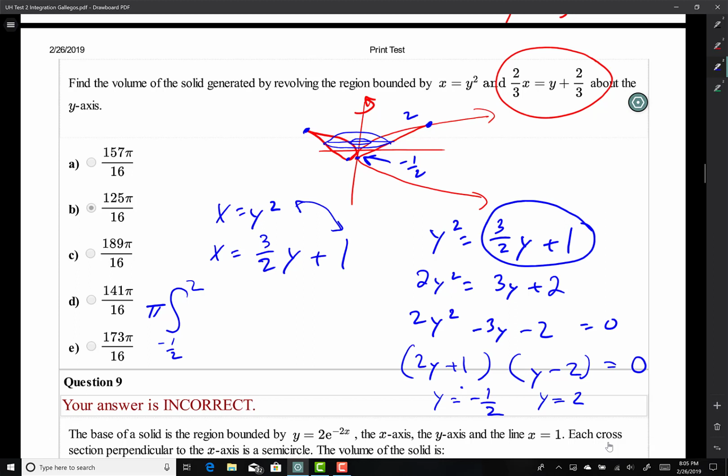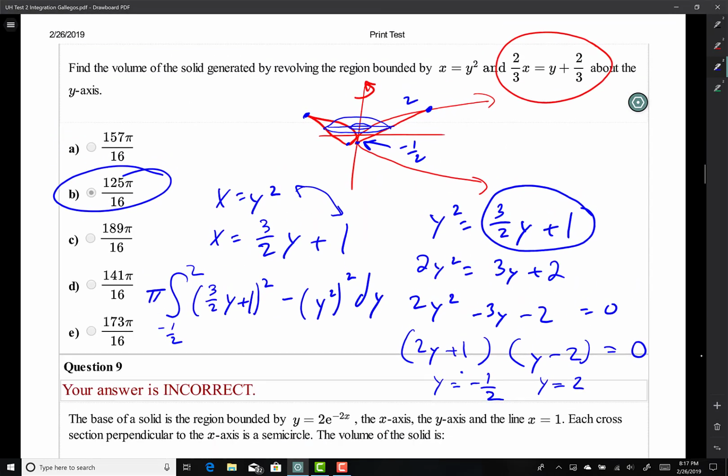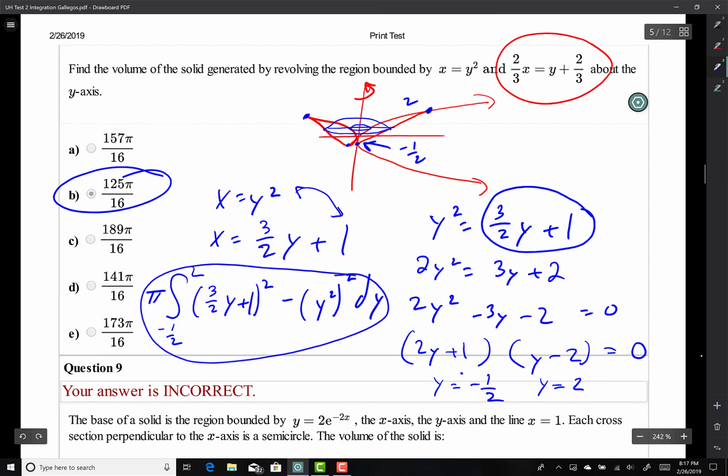So that guy I'm going to write as 3 over 2y plus 1 squared minus, and then the little r is this guy right here. So that's just y squared, y squared squared. And then I wouldn't bother, just type it in the calculator, guys. So here we go. Integrate. Alright, guys. Finally, when you type this into your calculator, you get this dude. Make sure you don't include the pi in there if you want to get the 125 over 16 perfect.